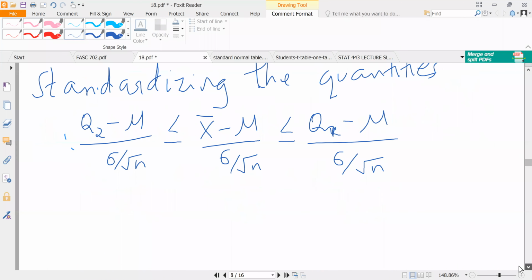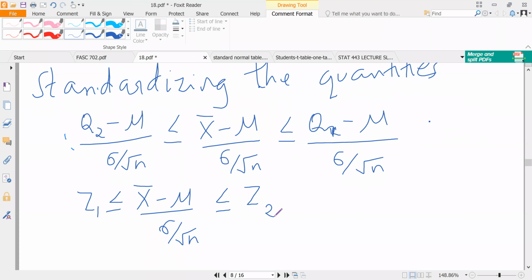Because these are now standardized quantities, on the left-hand side we can say this is a standardized quantity Z1 less than or equal to x bar minus mu over sigma divided by root n. I'm conveniently leaving this that way so that we are able to get the interval we are looking for. Less than or equal to the upper limit, which we can call Z2.